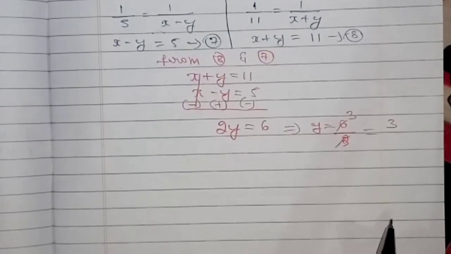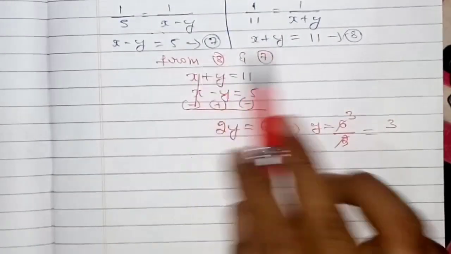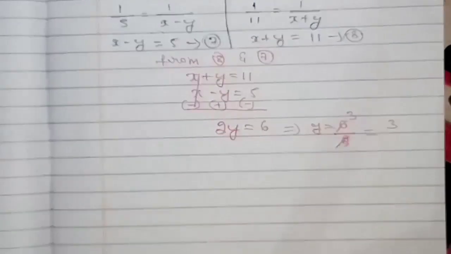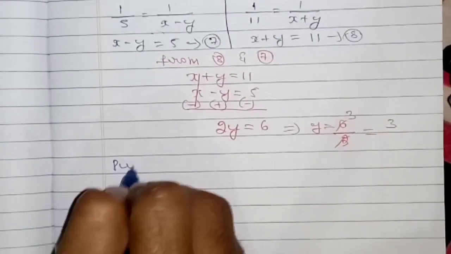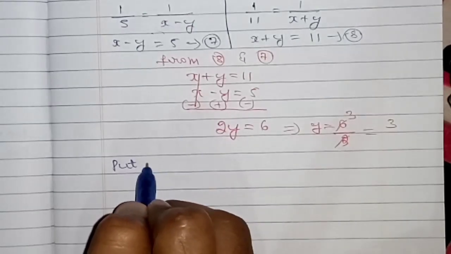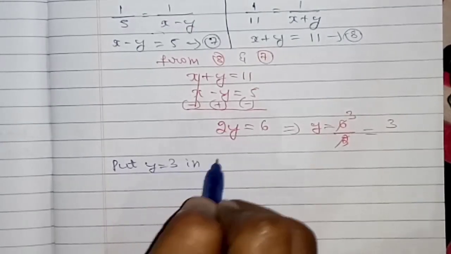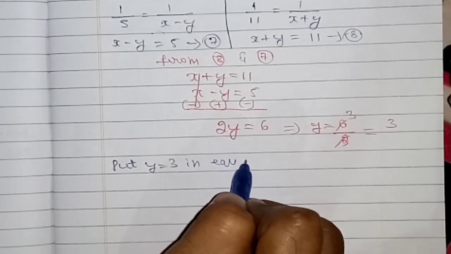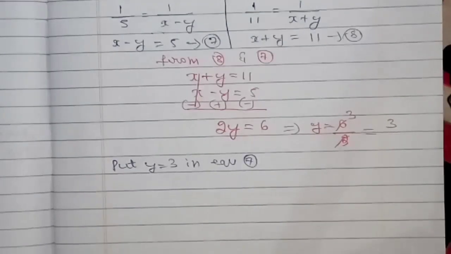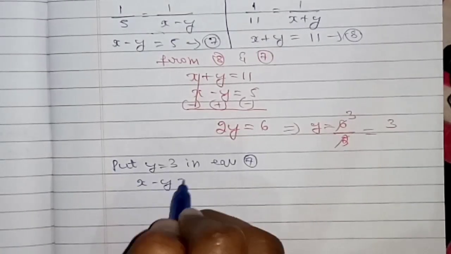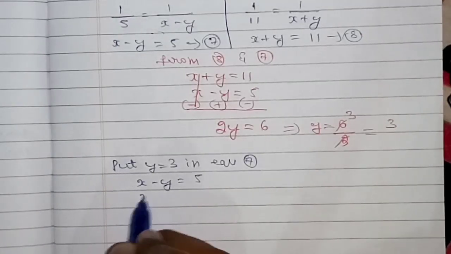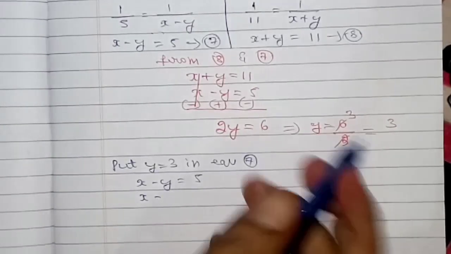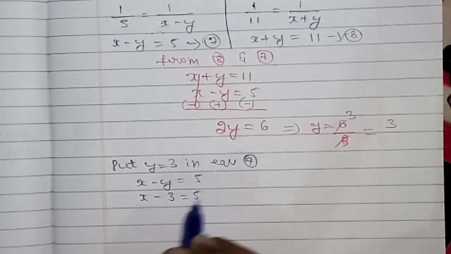Now just apply the y value in equation 7 or 8 to get the other value, x. Put y is equals to 3 in equation 7. So what is equation 7, children? Equation 7 says x minus y is equals to 5. Now just apply the value. x minus, what is the y value? Y value is 3 is equals to 5, right?